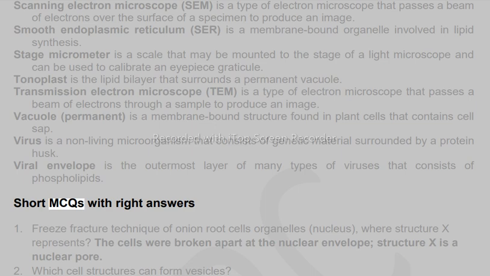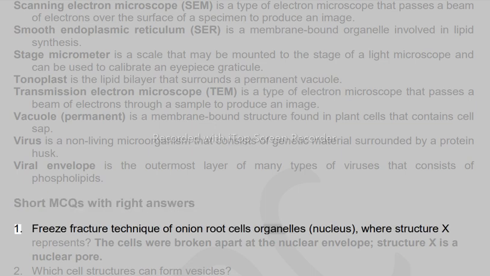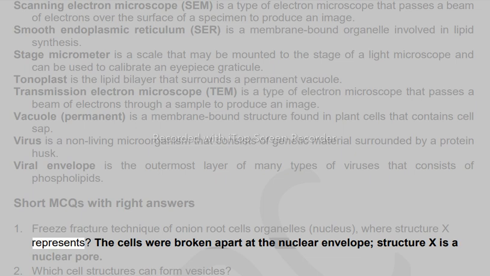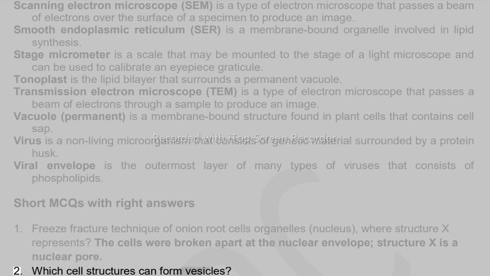Short MCQs with right answers. 1. Freeze fracture technique of onion root cell organelles, nucleus, where structure X represents. The cells were broken apart at the nuclear envelope. Structure X is a nuclear pore. 2. Which cell structures can form vesicles?